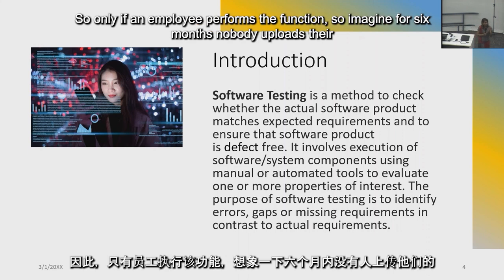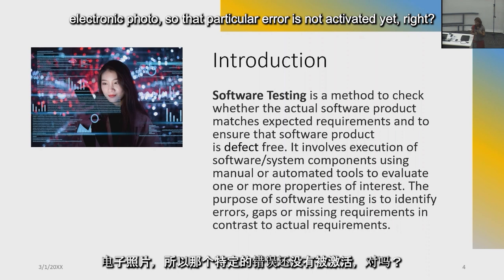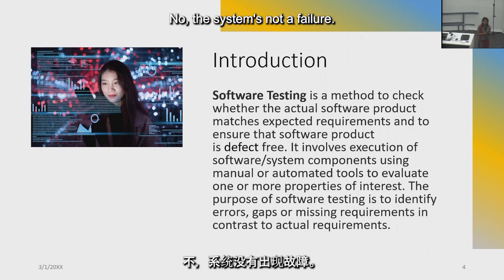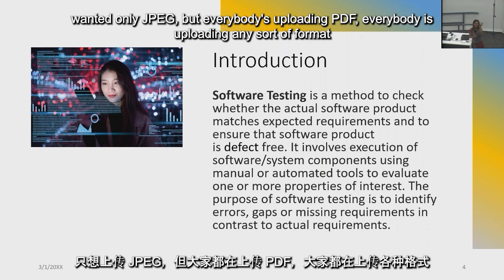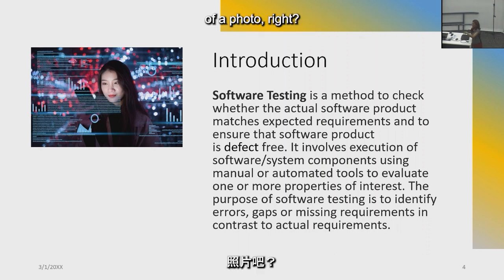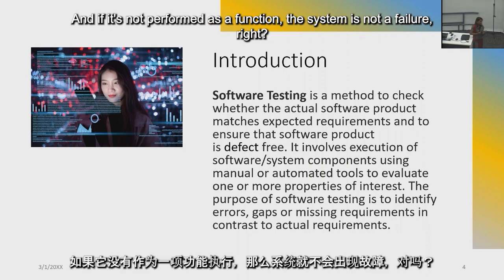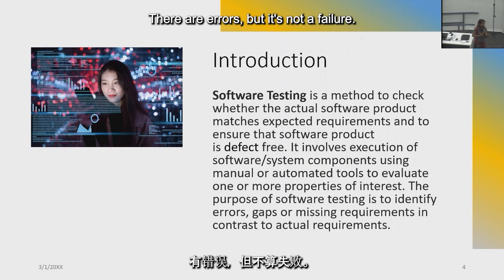Only if an employee performs the function. So imagine for 6 months, nobody uploads their electronic photo. So that particular error is not activated yet. So is the system a failure? No, the system's not a failure. Only when the error is activated and there's garbage that's stored in. So imagine you actually wanted only JPEG, but everybody is uploading PDF, everybody is uploading any sort of format of a photo. And if it's not performed as a function, the system is not a failure. There are errors, but it's not a failure.